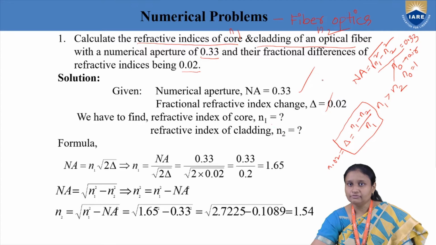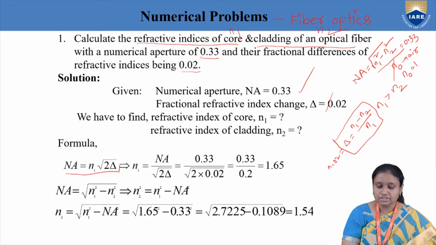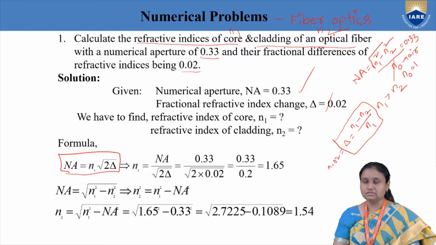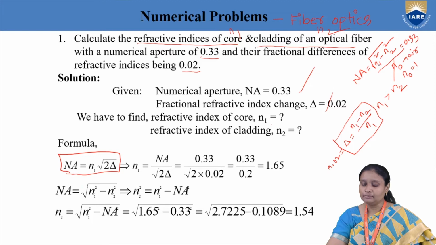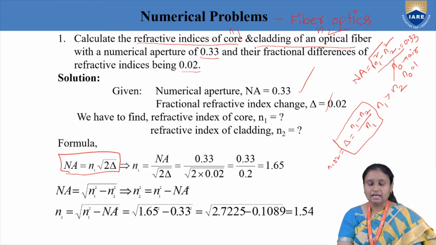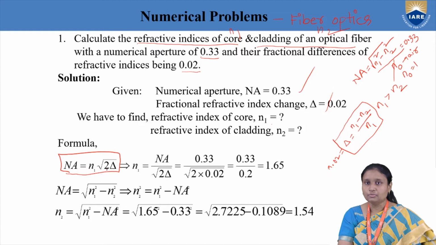Okay. So for that, first I'll make use of one more relation. This is the relation between numerical aperture and fractional change in refractive index. So here for numerical aperture, there are two formulas. One completely in terms of refractive index of core and refractive index of cladding. And the other formula is in terms of fractional change in refractive index, which is given by numerical aperture is equal to N1, refractive index of core, into square root of 2 delta. What is delta? Delta is fractional change in refractive index.